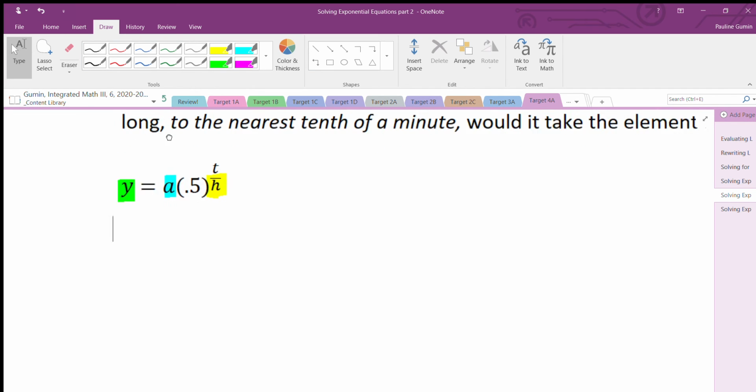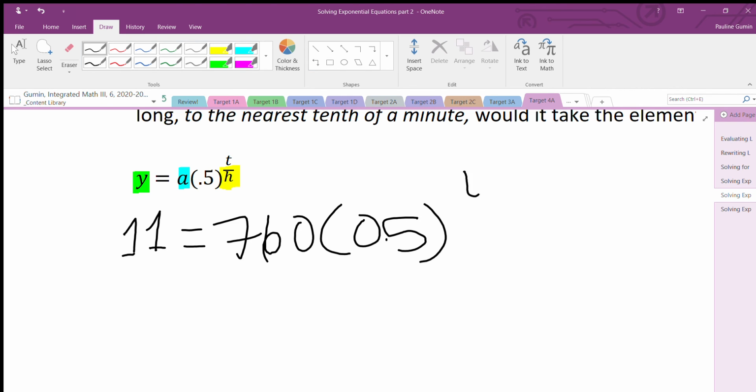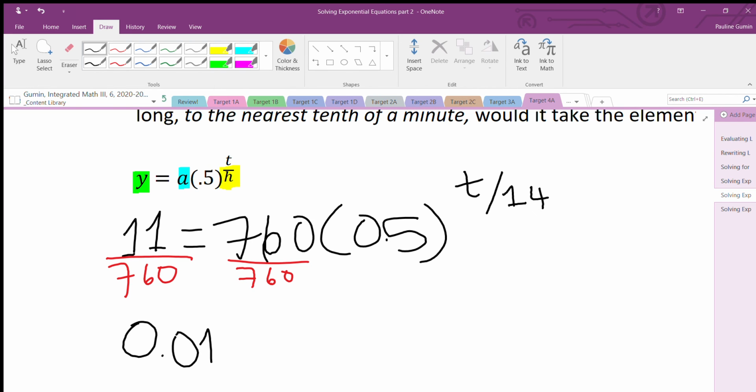All right, let's plug things in. So we want to end up with 11 grams. We started with 760. We're multiplying it by 1/2 raised to the power of t over the half-life, which was 14. Just like in the other problem, I'm going to start off with division since I'm multiplying by that base. When I divided, and I'm rounding of course, I got 0.01 equals 1/2 to the power of t over 14.